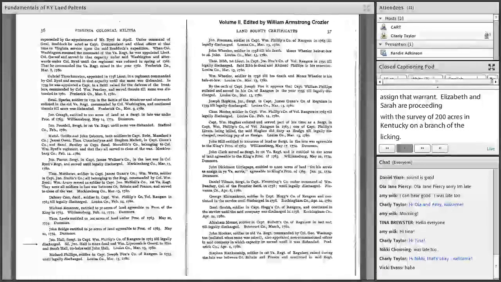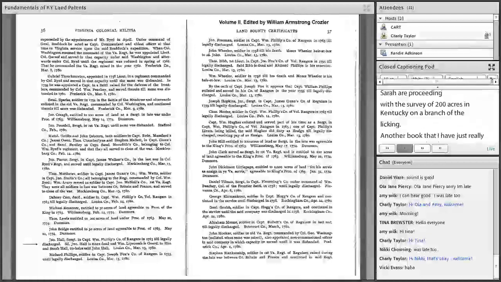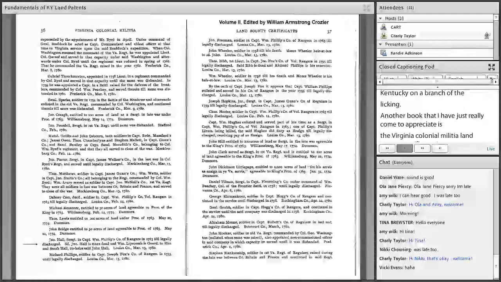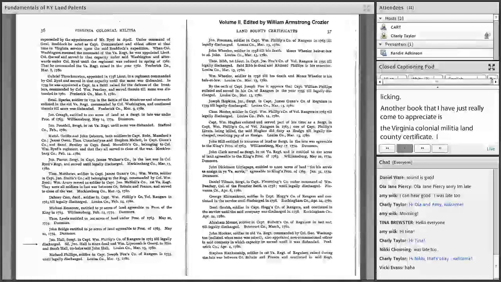Another book that I have just really come to appreciate is the Virginia Colonial Militia Land Bounty Certificate book by Crozier. I used it to find out in the lower left-hand column, John Hall, Sergeant in Captain William Phillips' company of Rangers in 1763 till legally discharged. Said John Hall is since dead, and William Lipscomb is the guardian to Elizabeth and Sarah Hall, co-heirs of said John Hall. Louisa County, March 13, 1780.